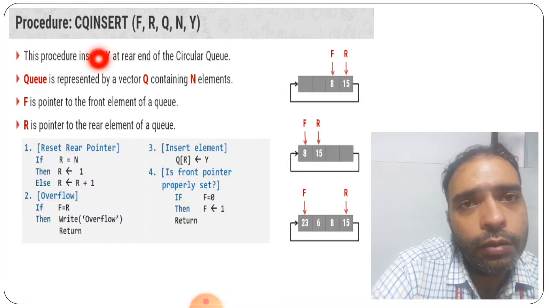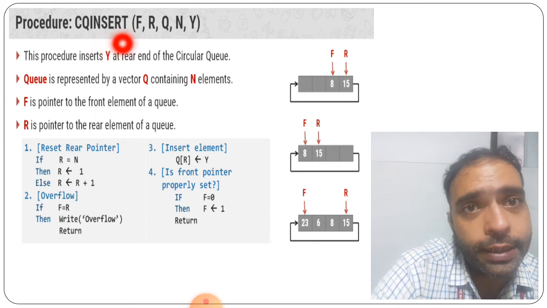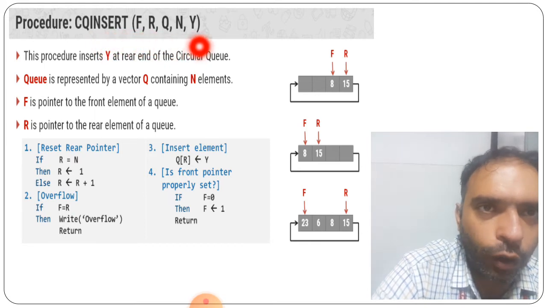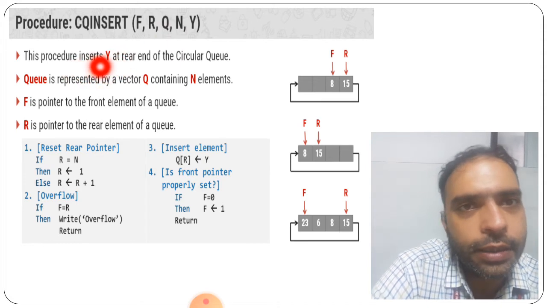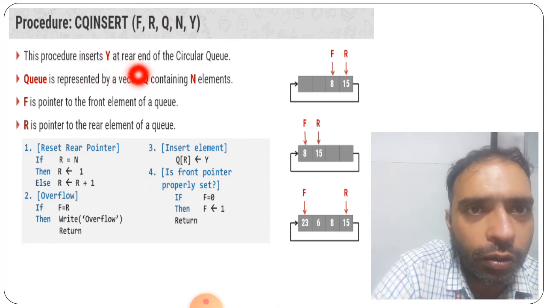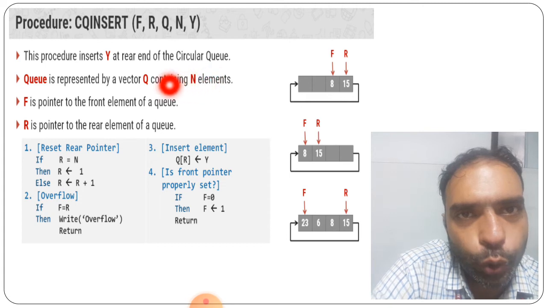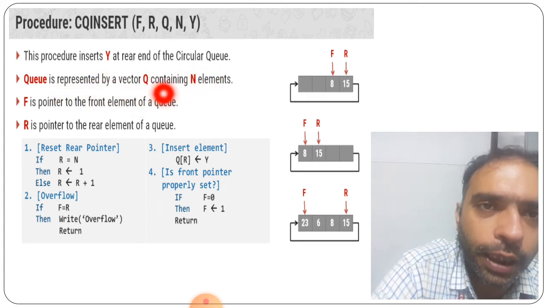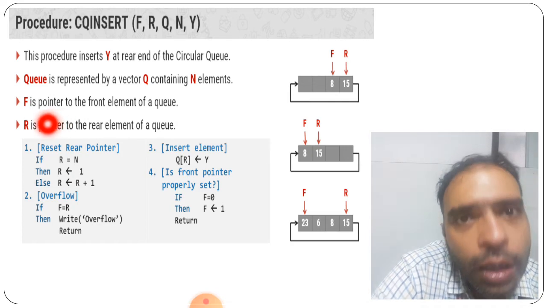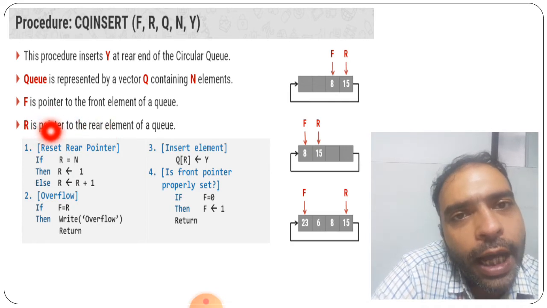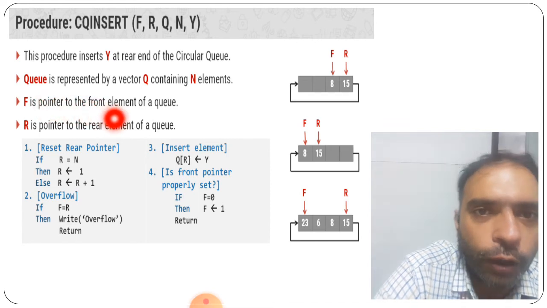Now for that we are using this CQ insert. That is a process that we call for the insertion in circular queue. So that will insert Y at the rear end of the circular queue. Now the queue is represented by Q and contains n elements that is mentioned by the user. Now F is a pointer to the front and R is a pointer to the rear.